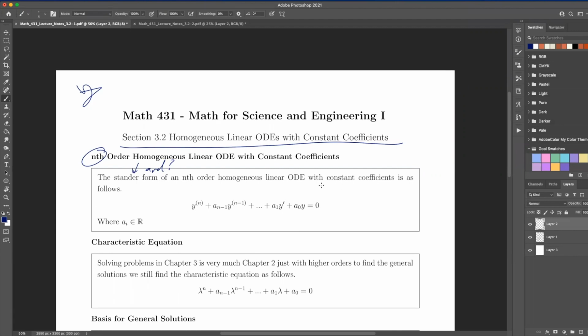Nth order ODE with constant coefficients as follows. So here we're just going to have an nth order with constant coefficient where the a_i are just real numbers. So here we just have real numbers here. So solving problems in chapter 3 is very much like chapter 2, just with higher orders and general solutions.